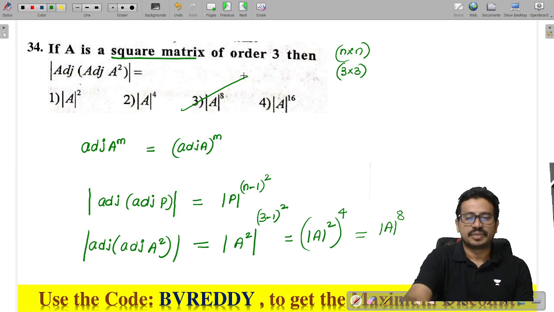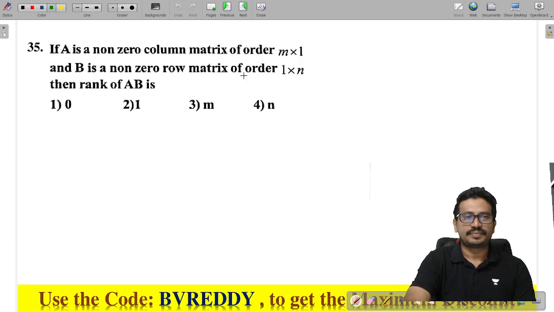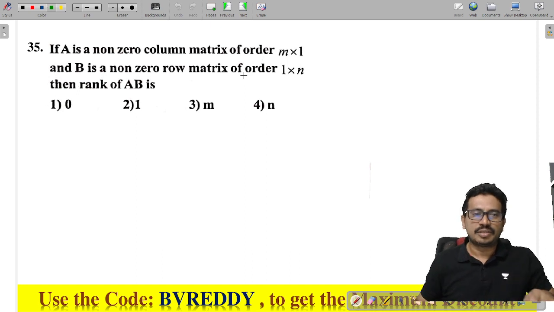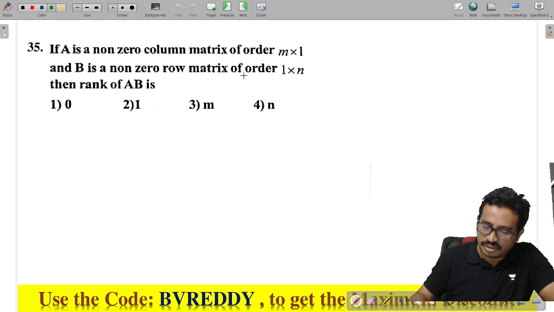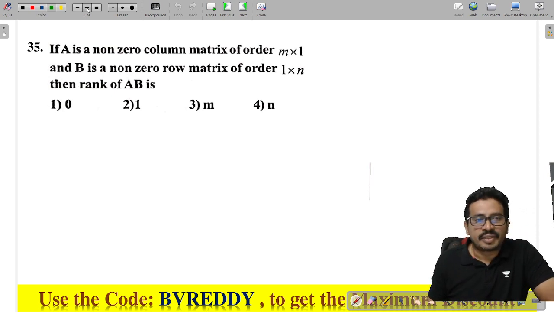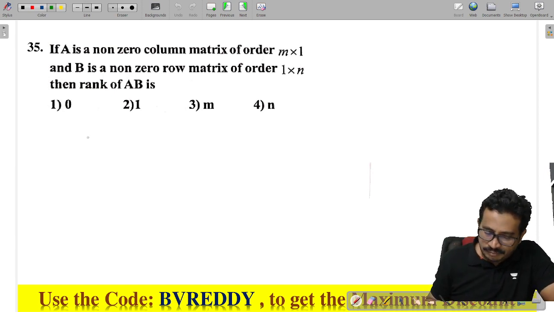Right. Okay, next problem. If A is a non-zero column matrix of order m cross 1 and B is a non-zero row matrix of order 1 cross n, now they are asking to find the rank of AB. Tell me now, consider this A matrix, which is a column matrix.